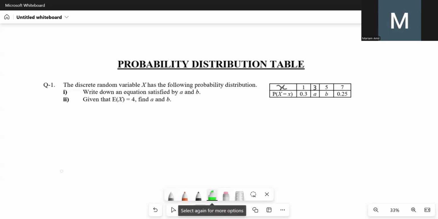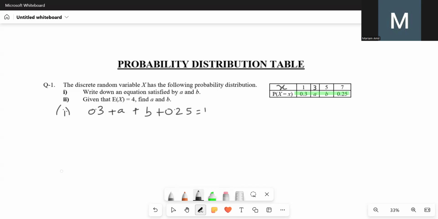So to form A and B, to form an equation, we know that the sum of all probabilities is 1. So 0.3 plus A plus B plus 0.25 equals 1. And we can move the constants to the other side. That would give us 0.45. This is the answer for part 1.